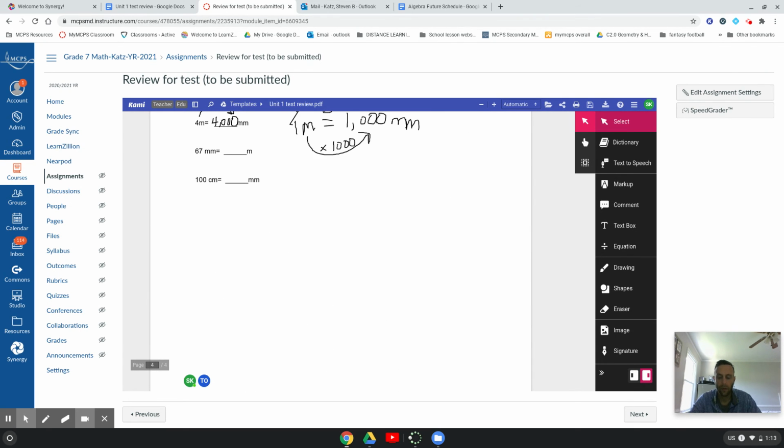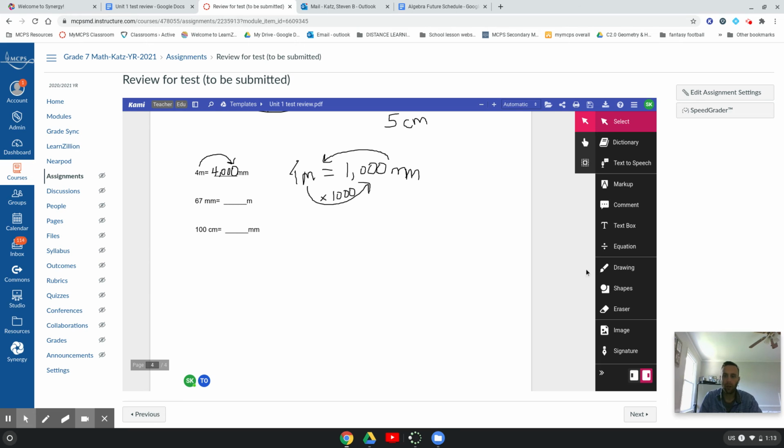So if you divide by 1,000, the decimal is going to move to the left 3 times. You're going to get 0.067 meters.